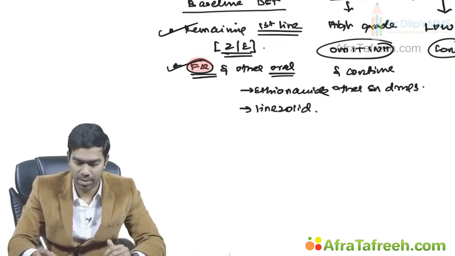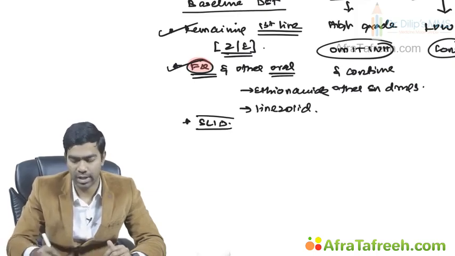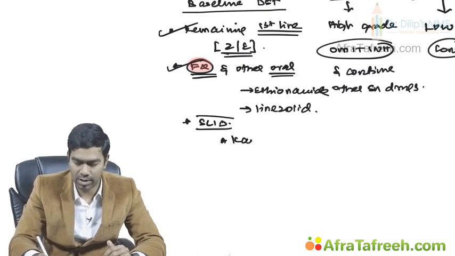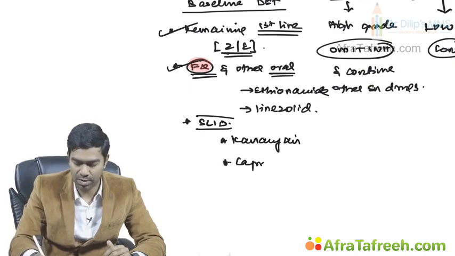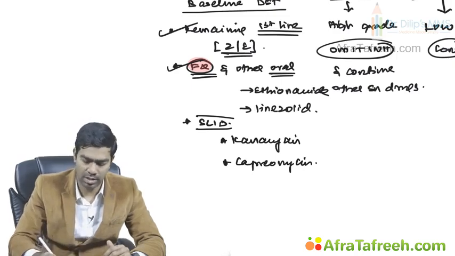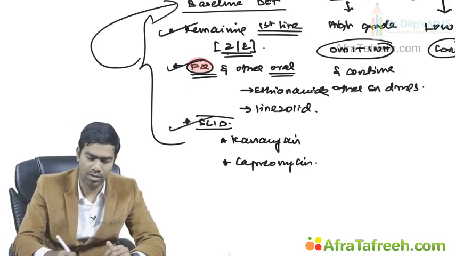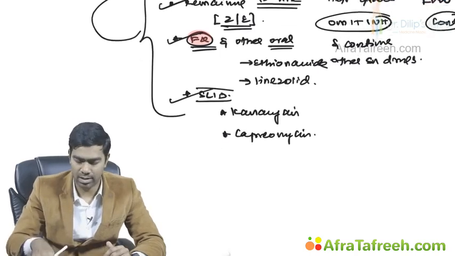That's it. Then they also check for the second line injectable drugs. Clear? There are only two second line injectable drugs, that is kanamycin and capreomycin. Amikacin is currently out of favor, but kanamycin and capreomycin are the ones that are preferred. So these are the drugs that are tested for sensitivity in the baseline DST.